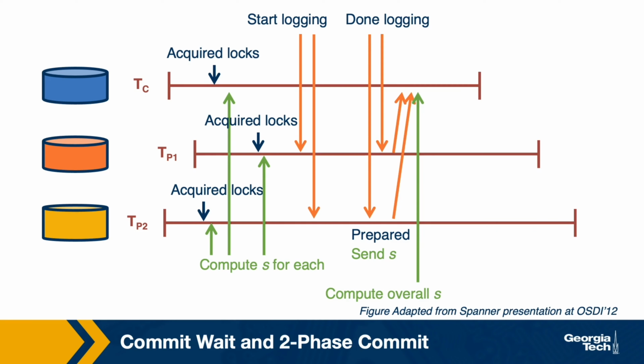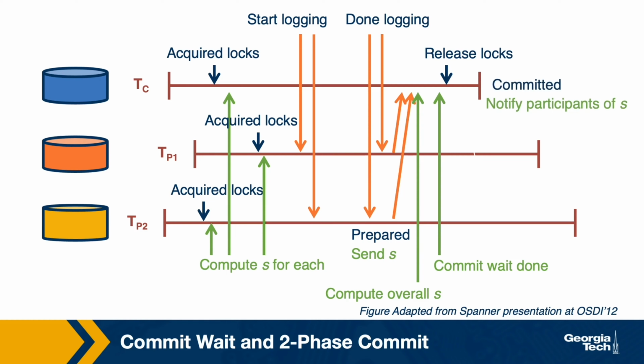Again, at this point, in principle, we should be ready to complete the transaction, but we have to make sure that we wait out the commit period. We have to make sure that externally this transaction will be perceived as ordered before any other transaction that will start later in the system. Again, we have to wait potentially some time before we can release the locks. As before, at this point, the transaction is committed. We notify the participants of the outcome of the transaction and of the value of the TrueTime S, and each of the participants is at this point also free to release the locks.